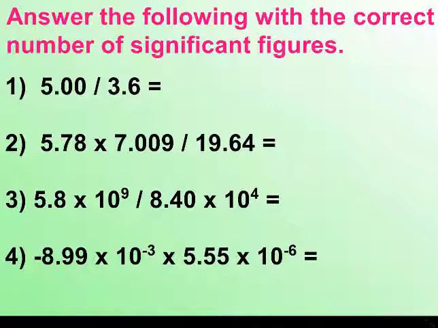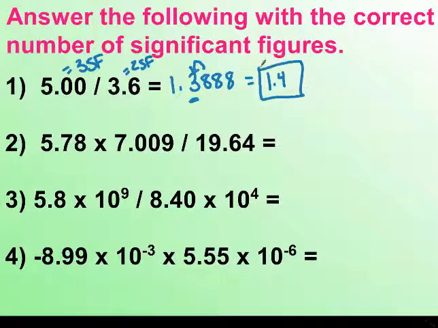So number 1, when you type that in the calculator, you get 1.3888 and then some more numbers. I have 3 sig figs. I have 2 sig figs. So my final answer needs to be in 2 sig figs. That's 1, 2. This is my second one. I look, and an 8 is going to round that 3 up. So that turns into 1.4.